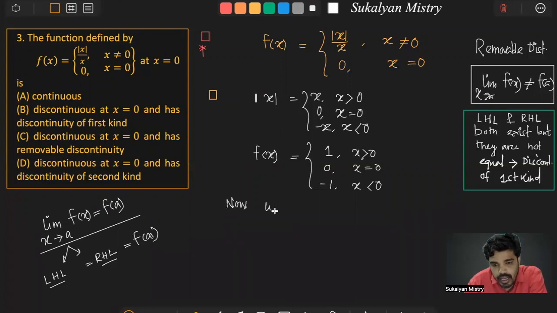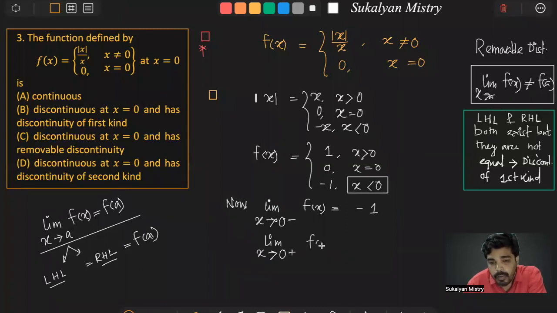Now limit x tending to 0 minus f(x), what are we calculating here? We are calculating the left hand limit, right? So limit x tending to 0 minus f(x), that is -1, yes or no? When x is less than 0, f(x) is -1, right? And when x is greater than 0, that is limit x tending to 0 plus f(x), so that is +1. Okay, actually this is left hand limit. This is right hand limit.